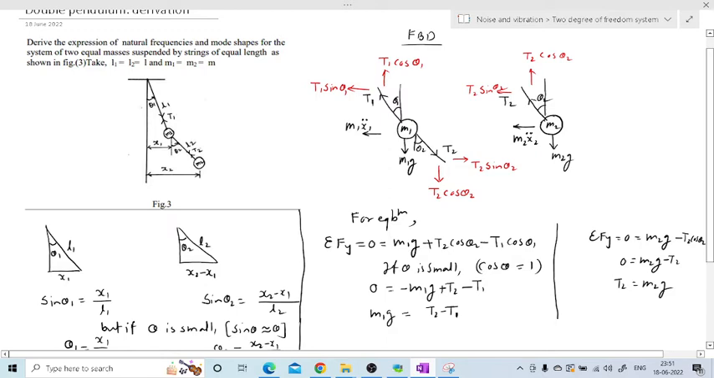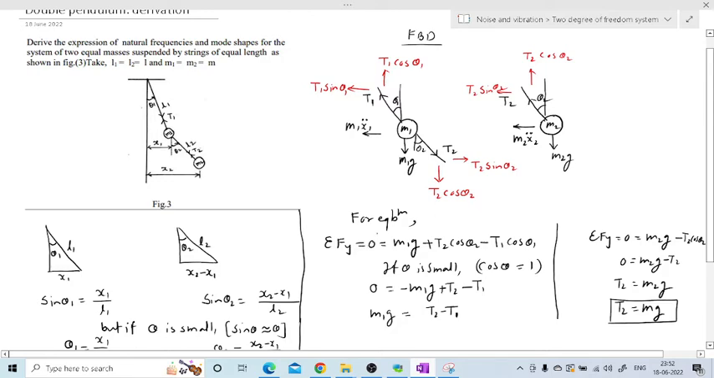Now here you can see in the problem they have given that m1 is equal to m2 is equal to 1, so I'll put T2 is equal to mg. Okay, so we got one relation, that is T2 is equal to mg. Now we'll quickly recheck this one.